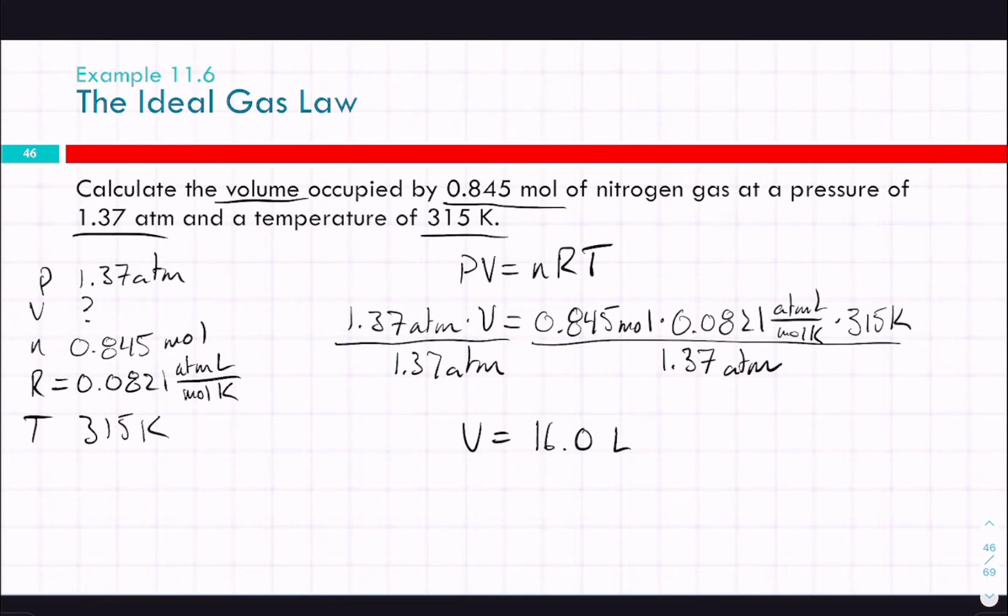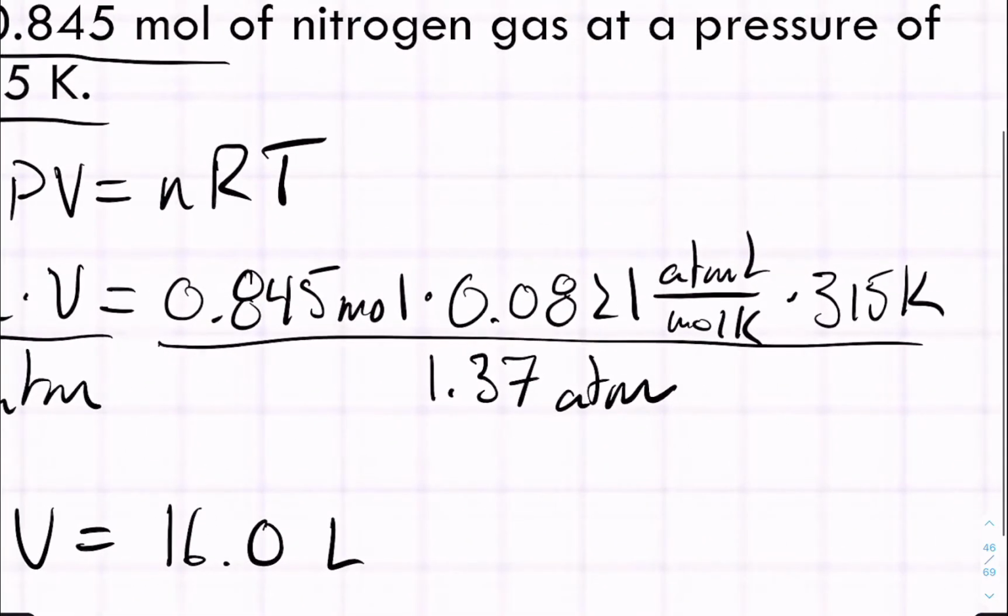And we know that our volume here is in liters because if we zoom in on the gas law here, we have moles divided by, or multiplied by 1 over moles, Kelvin multiplied by 1 over Kelvin, and then atmospheres divided by atmospheres. So liters are the only units left.